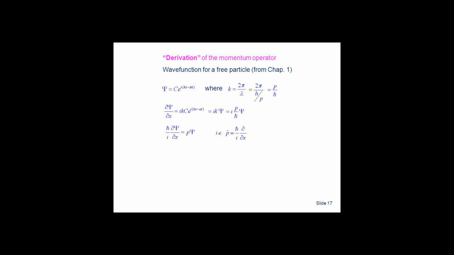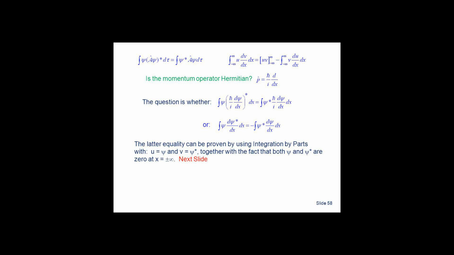The first-order partial derivative with respect to space is partial psi over partial x equals i p over hbar times e to the i over hbar (px minus Et), which equals i p over hbar psi. This suggests the operator equivalence p hat equals minus i hbar partial over partial x.